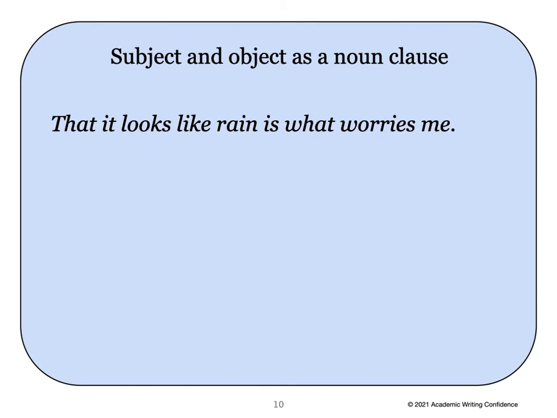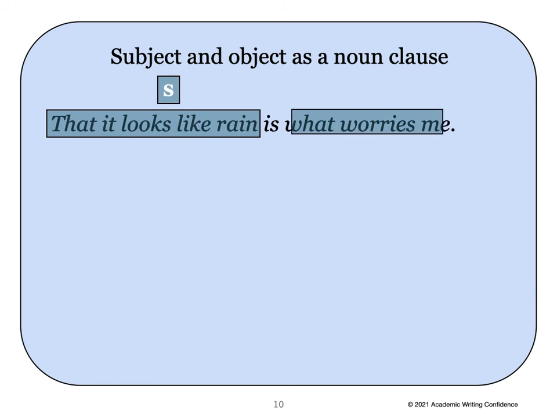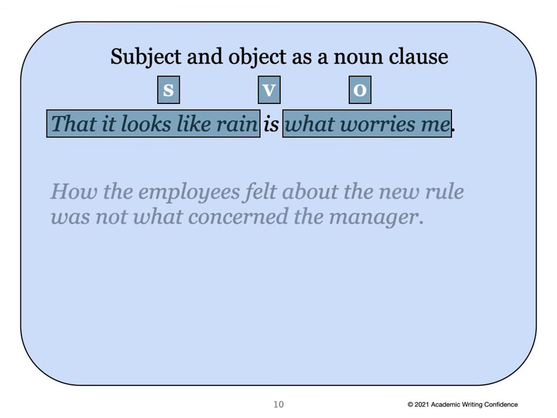There are also times that a noun clause can be both the subject and the object of a sentence. Here's an example. That it looks like rain is what worries me. We have a noun clause that is a subject of the sentence, that it looks like rain, followed by the object of the sentence, the noun clause, what worries me. So in this sentence, the first noun clause acts as a subject, while the second noun clause acts as an object of the sentence.